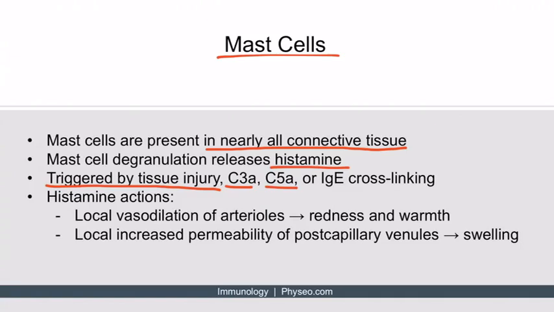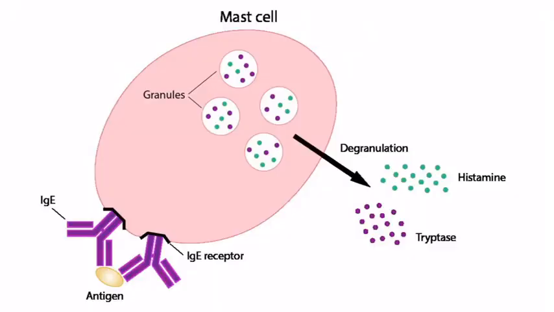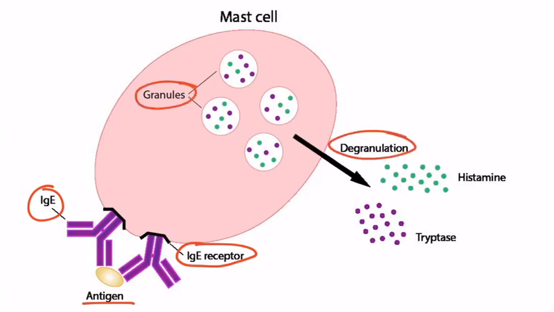Another way to degranulate mast cells is through IgE cross-linking. This image demonstrates IgE cross-linking. This occurs when a single allergen binds to multiple adjacent IgE antibodies. For example, here you can see the antigen has bound two IgE antibodies, and the mast cell has IgE receptors. And when multiple IgE receptors are stimulated through a single antigen like this, the mast cell will degranulate. So we have the granules here, they're degranulating, and they release histamine.